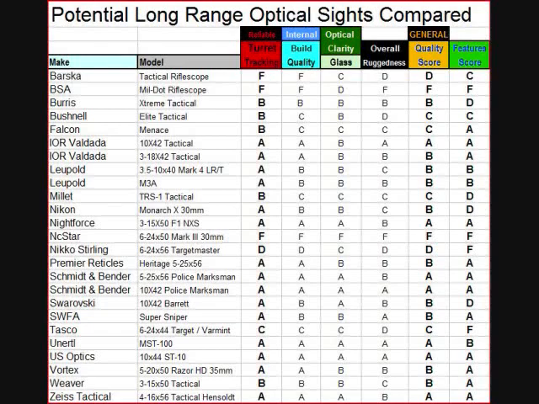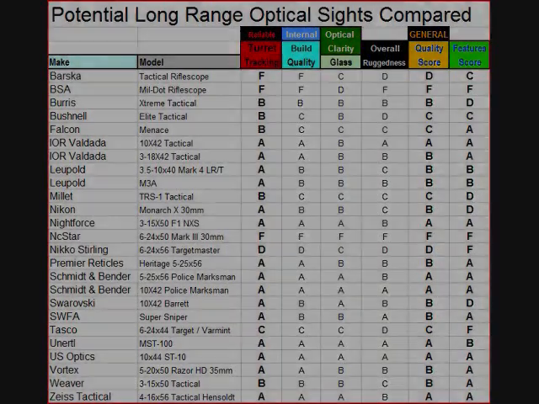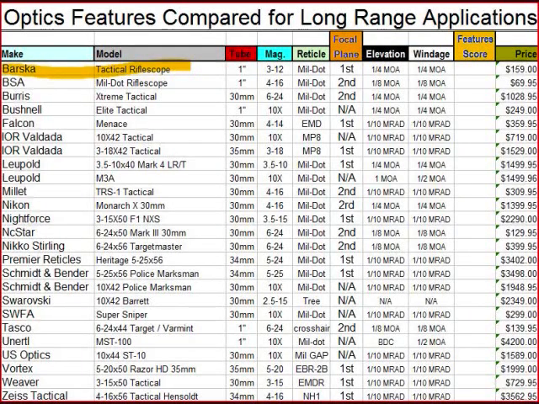So let's just work our way down the line and look at these different brands and models and try to get an idea of the quality that these different models are going to have. I was looking for the Barska scope that a lot of people would probably try to use, and I found the tactical rifle scope. It's called just the Barska Tactical, and this is a 1-inch tube, a 3 to 12 variable, mil-dot reticle, first focal plane, and it has the 1/4 inch adjustments for windage and elevation.